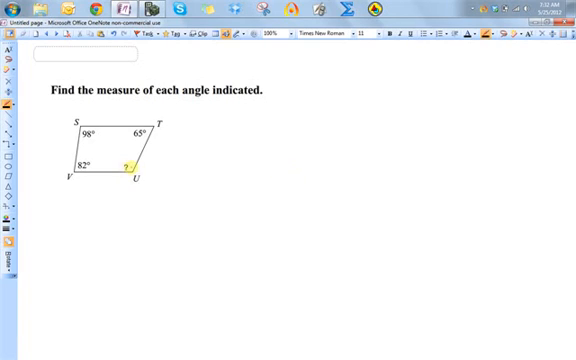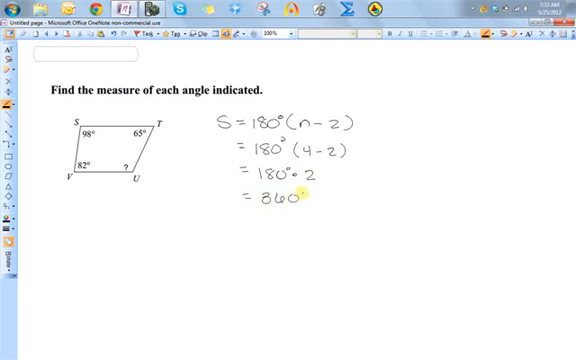So I want to find the measure of this angle here. Now what I can do is use the fact that any quadrilateral, all of its angles will add up to 360 degrees. Now if you don't know that, you can always use the following formula. S is equal to 180 degrees times n minus 2, where n represents the number of sides, and S represents the sum. So it's equal to 180 times 4 minus 2, so 180 times 2, so S is equal to 360 degrees.